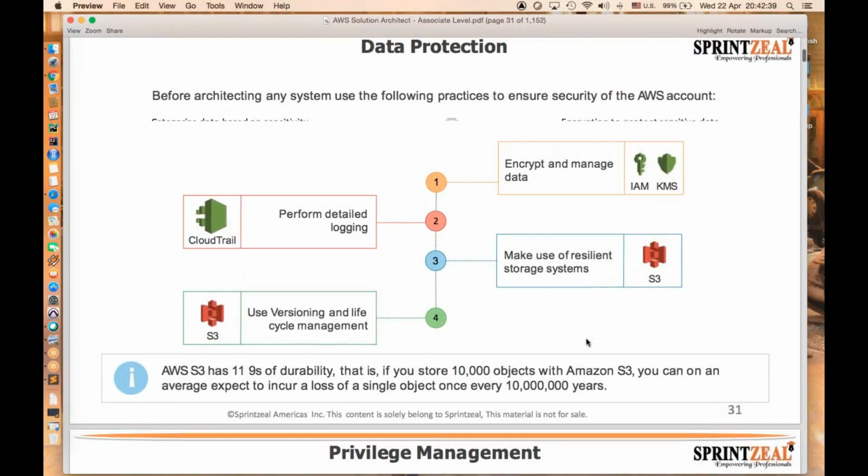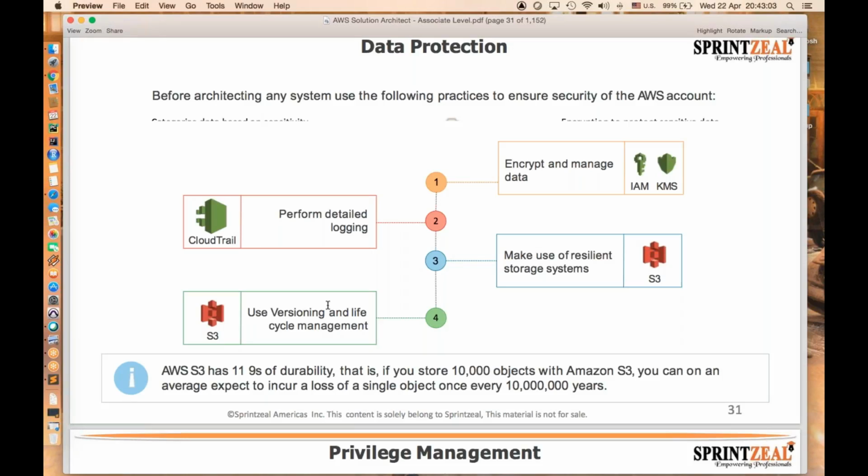And coming to the next one, S3. S3 is the storage area where we can use resilient storage systems. We can store the data in this S3 layer. So it is a storage-specific service which is given by AWS. Similarly, S3 even does the versioning and lifecycle management.